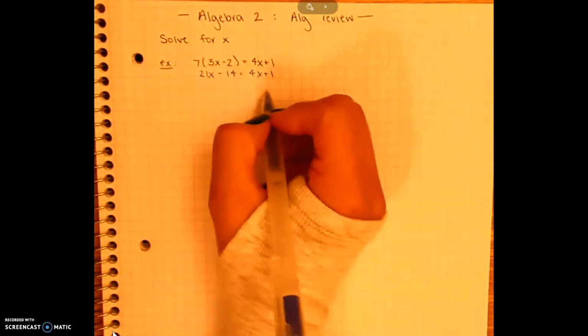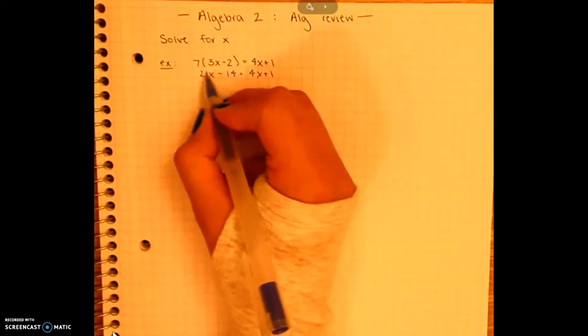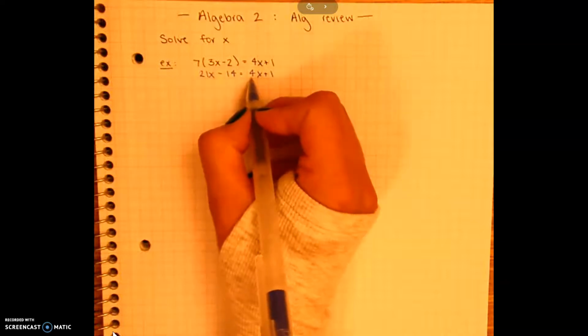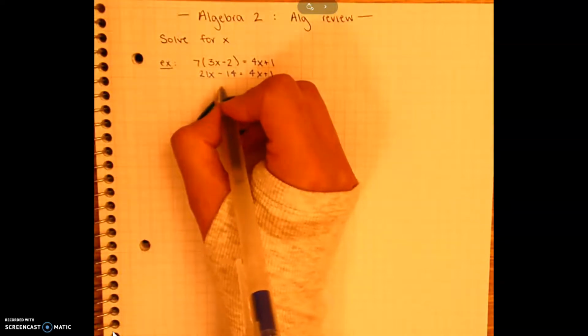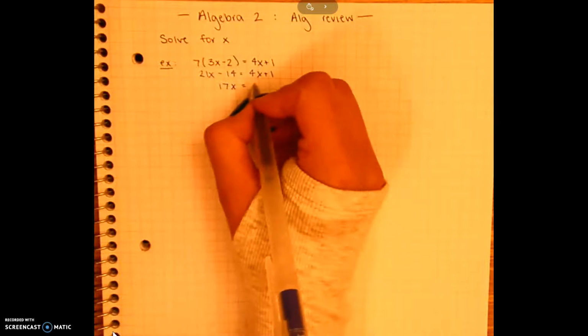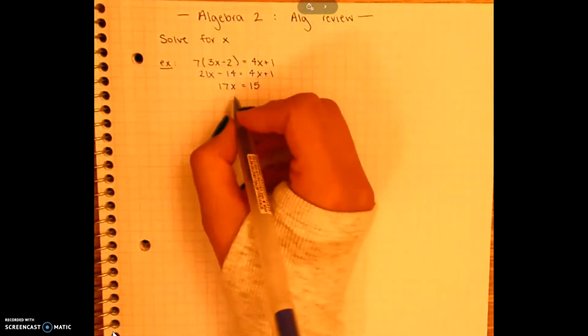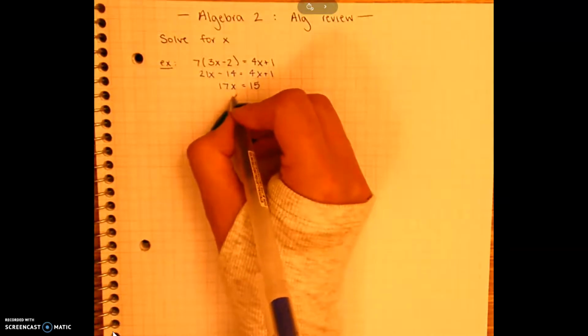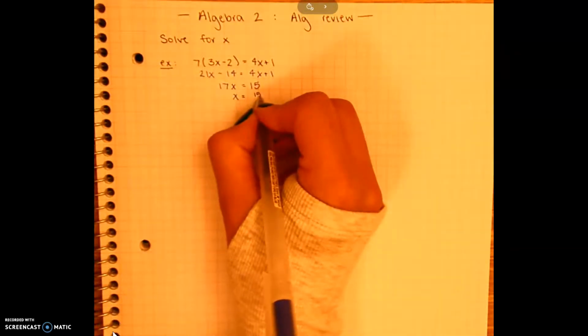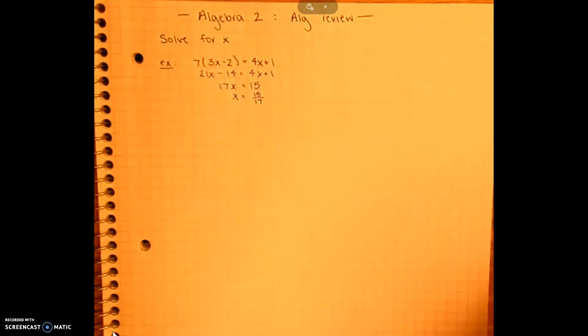It doesn't matter which way we move stuff around, but because this is a bigger x, I'm going to subtract 4x. So 21x minus 4x is 17x. And then I'm going to add 14 at the same time, and I get 15. Then to get x by itself, I divide by 17, so x is going to equal 15/17. And I need to ask myself, can I reduce that?